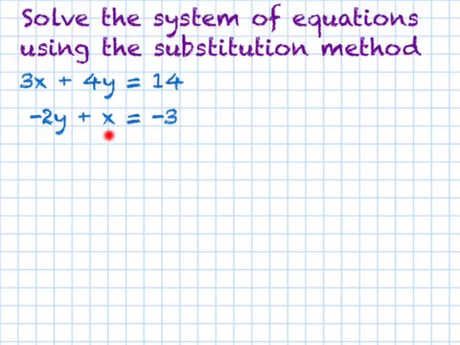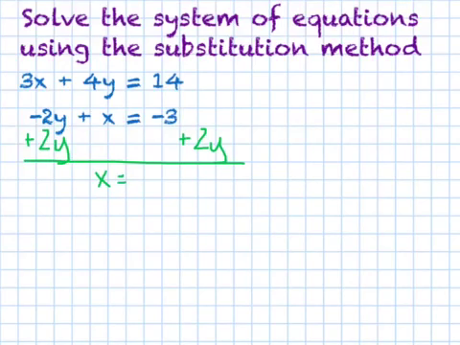Here, my x value is already by itself. It's only 1x. So all I have to do is get rid of this minus 2y. What is the opposite of negative 2y or minus 2y? Well, the opposite would be plus 2y. So I'll add 2y to both sides of my equation here. And I have a new equation that says x equals negative 3 plus 2y. Now we know what the value of x is, so we can plug it in for this x value here.